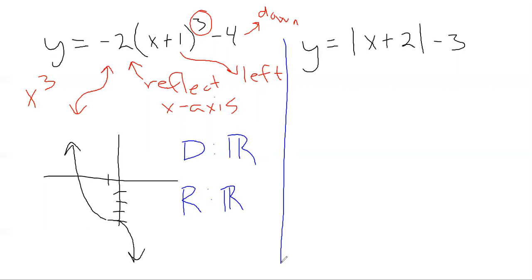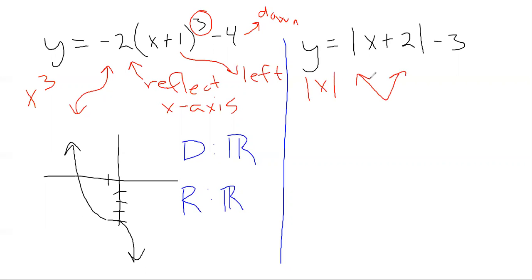So let's take a look at the second function on the right. We have y is equal to the absolute value of x plus 2 minus 3. So a basic absolute value function, if I were just to look at the absolute value of x without any transformations, it's going to be a V-shaped graph, either facing upward if it's a positive absolute value, or facing downward if it were a negative absolute value.